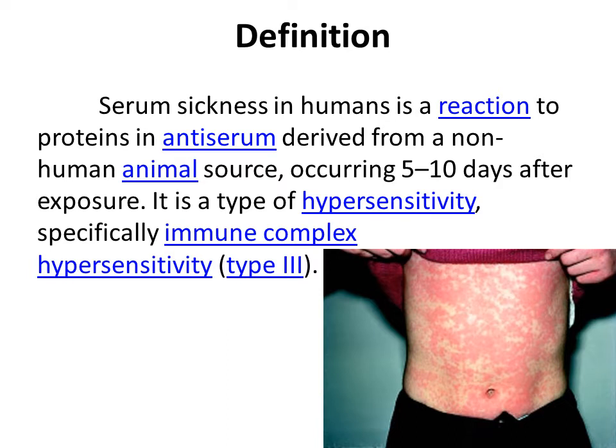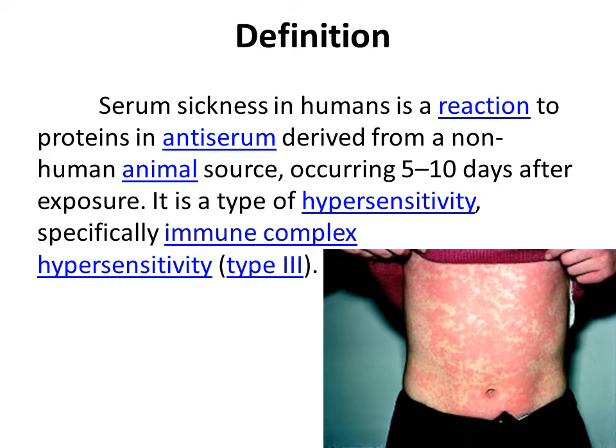This reaction takes place 5 to 10 days after the exposure. When some people are exposed to allergens, an allergic or hypersensitivity reaction usually takes place immediately. Some take a shorter time, some take 24 hours, and some reactions start within a few seconds. But serum sickness does not happen immediately. The symptoms start to occur after the 5th to 10th day after the exposure. This type of reaction is called hypersensitivity, specifically immune complex hypersensitivity.